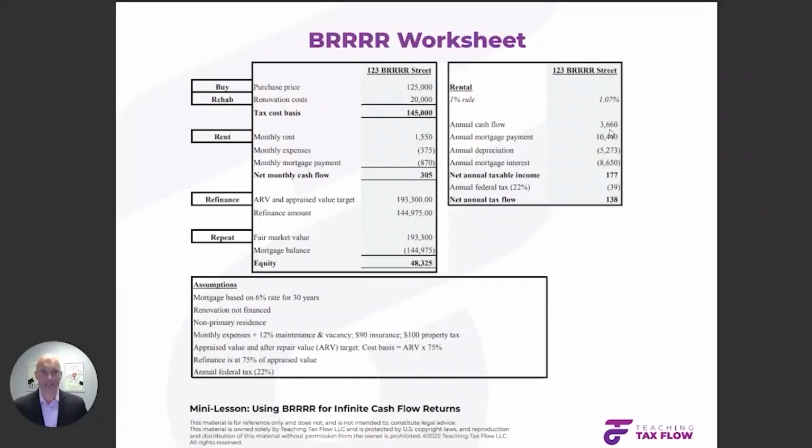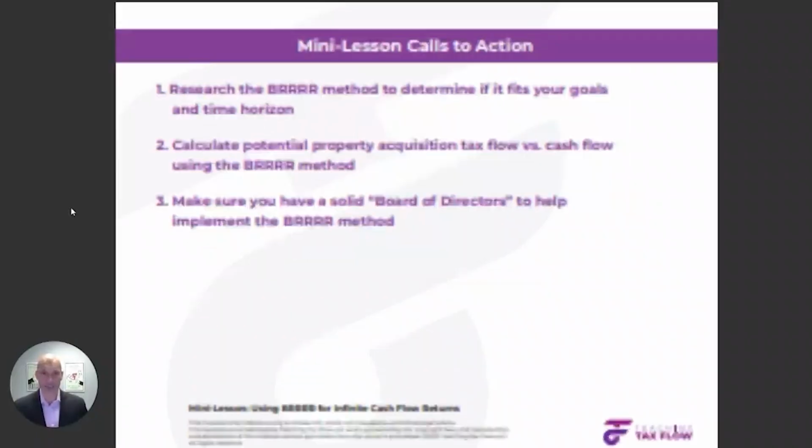And we're looking at tax flow versus cash flow. Your total tax per year is going to be approximately $39. Your taxable income is going to be about $177 compared to the actual cash flow of $36.60. So you're getting $36.60 per year, and you're only paying tax on $177. This is an amazing BRRRR worksheet, and you can apply these types of principles to any property that you have.